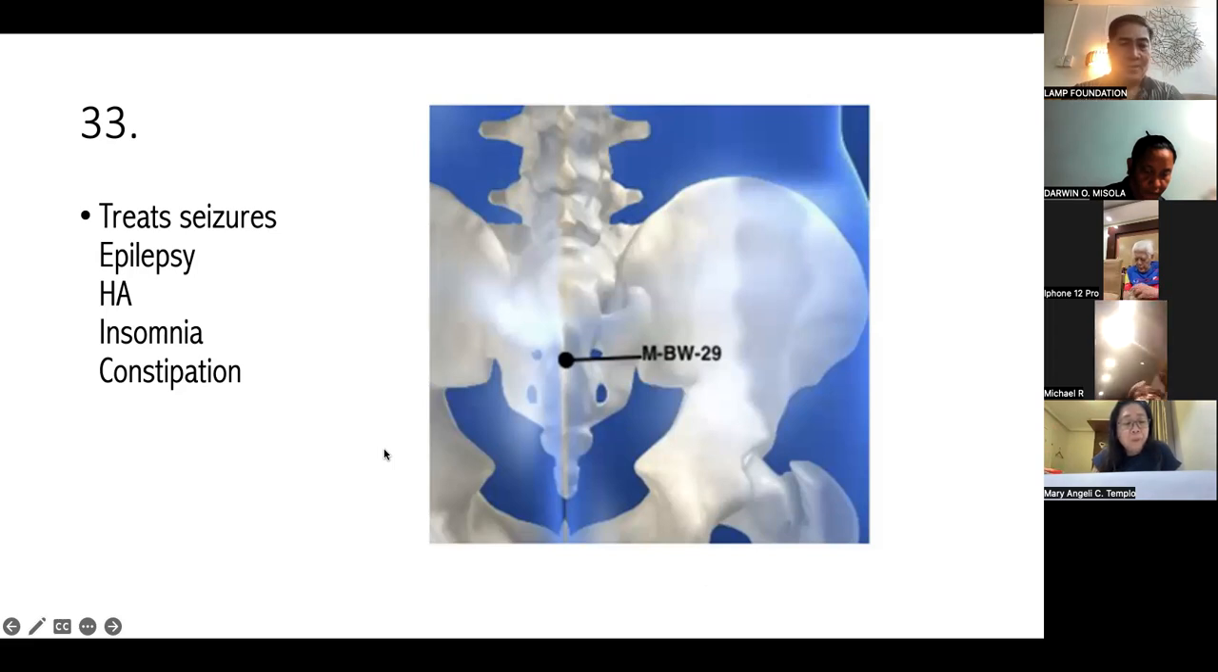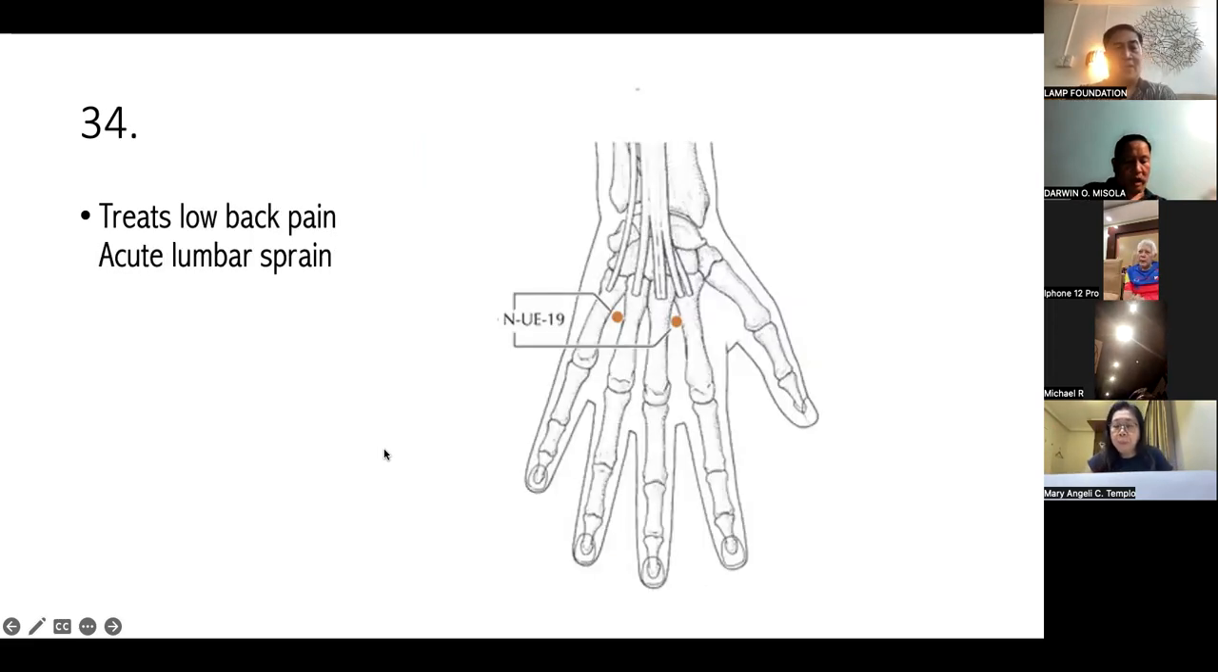Yao Chi. Very good. So I hope everybody got that. Okay, this one is very popular. Try doing this, but you have to use a different kind of needle, no? Ibang klaseng needle ginagamit dito para hindi masakit. It treats low back pain and acute lumbar sprain.